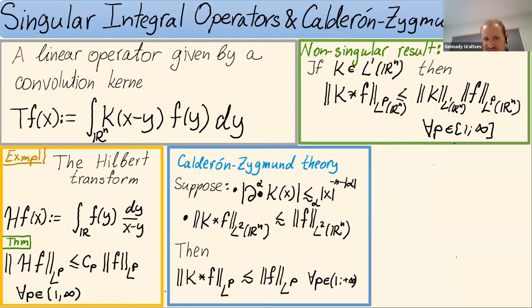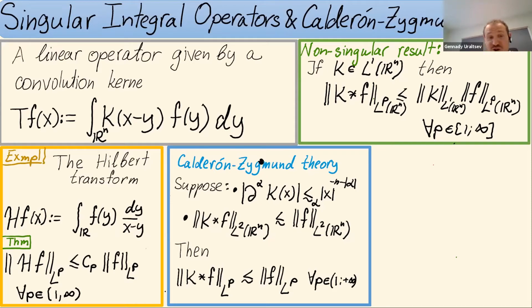If you take alpha to be 0, then you just have that k of x is smaller than x to the minus the dimension. That is exactly what here it would be 1 over y. So that's exactly the Hilbert kernel. By homogeneity, you check that similar conditions hold for the derivatives.